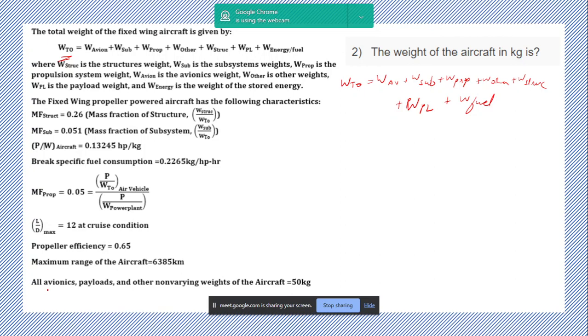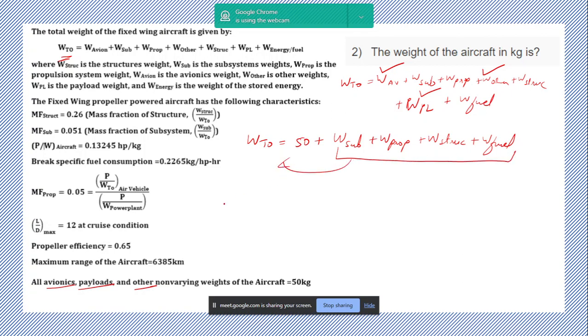Now they've given you the weights directly of the avionics, payload and other miscellaneous weights. So you have the weight of avionics, the weight of the payload, plus this W other. Let's write that down. W takeoff is 50 plus W subsystem plus W propulsion system plus W structure plus W fuel. If we take all of these to the left hand side and take W_TO common, you get 1 minus W subsystem by W_TO minus W propulsion system by W_TO minus weight of the structure by W_TO minus weight of fuel by W_TO is equal to 50.